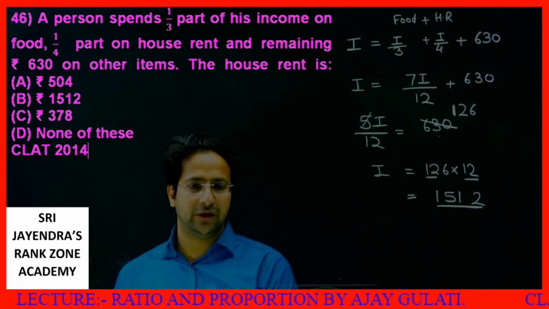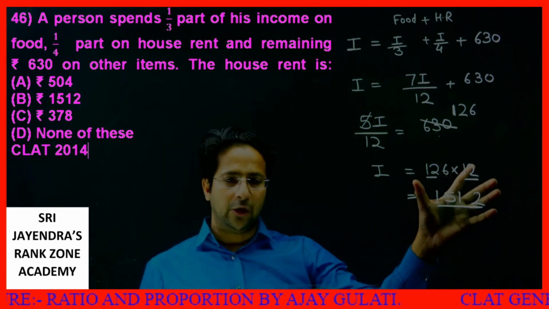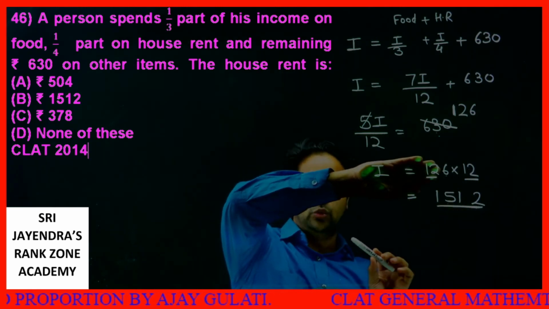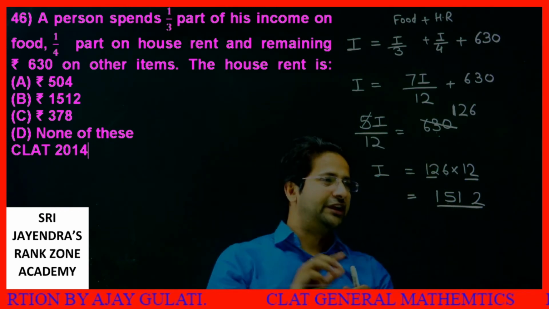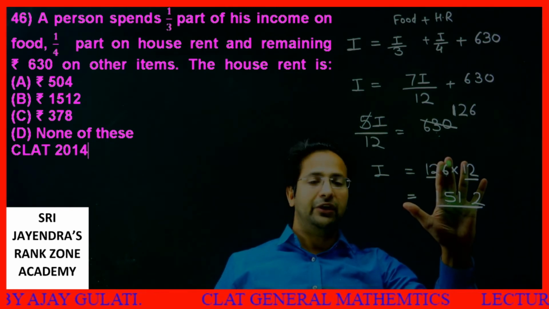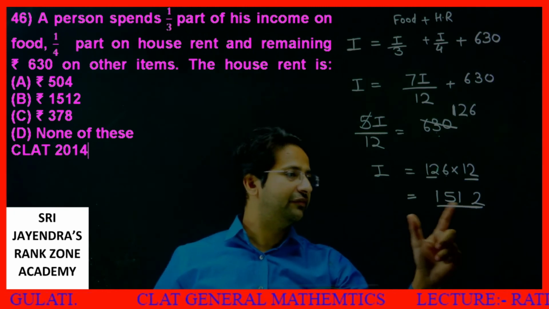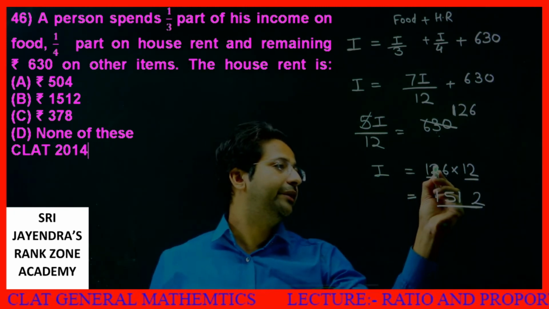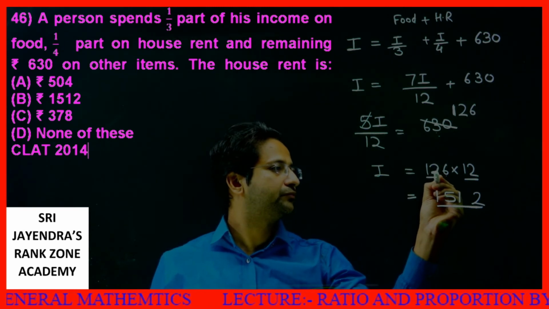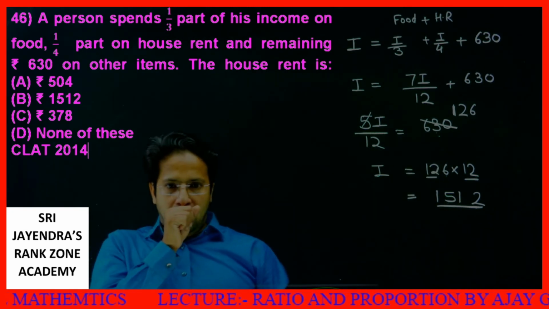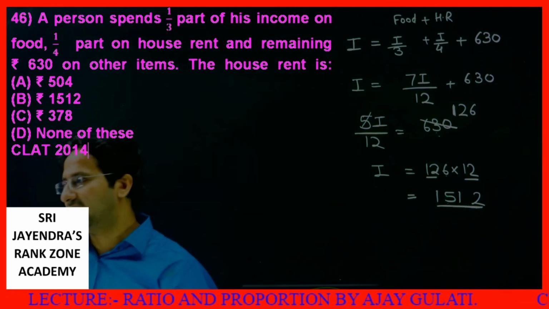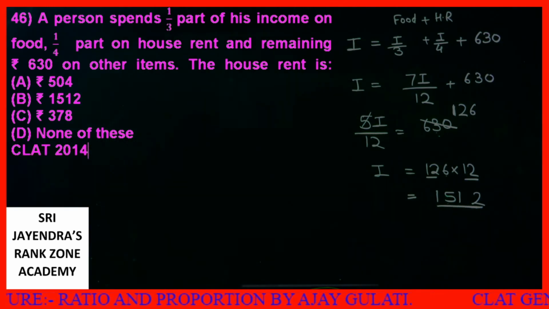Next question now, dear students. I hope you understood this multiplication. What I did: 12 into 6, 72. I wrote down 2, then 7 was the carry. Then 12 into 12, 144, and 7 carry, 151. You also should multiply this way. It saves your time, dear students. You can take a screenshot if you want.